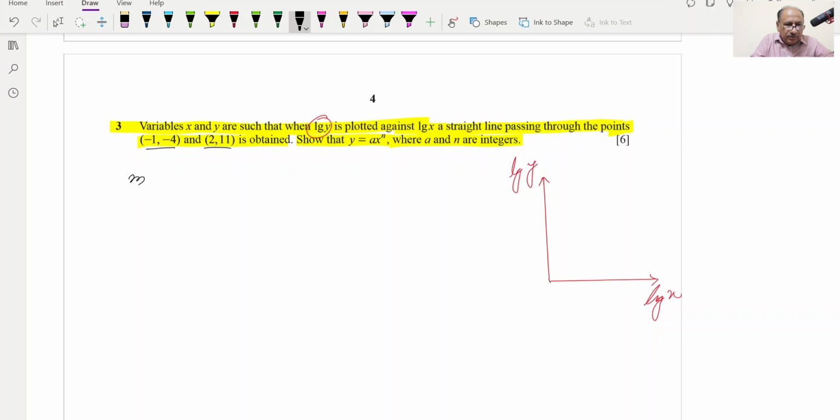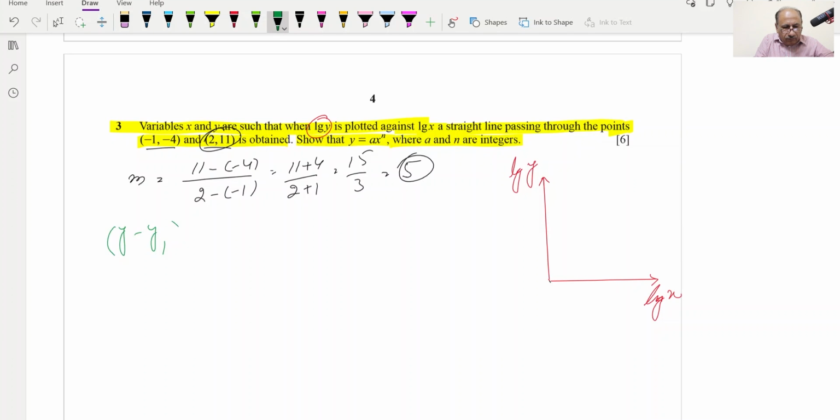So gradient m will be equal to y2 minus y1, so 11 minus 4, divided by x2 minus x1, so 2 minus 1. This will be equal to 11 plus 4 divided by 2 plus 1, which is equal to 15 by 3, which is equal to 5. So the gradient is 5, and we can take any point and find the equation of the line. The equation of the line in point slope form is y minus y1 equals m times x minus x1.